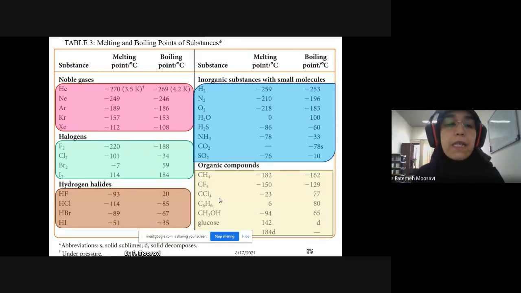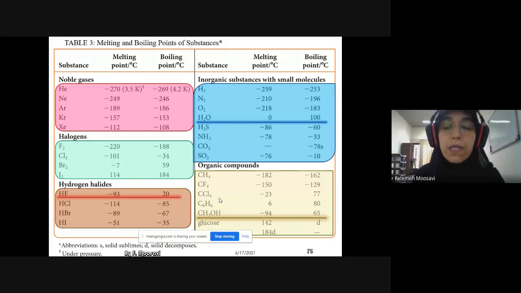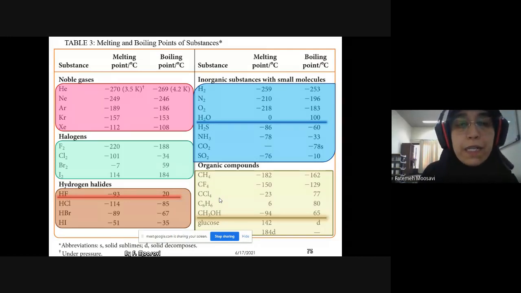However, in the case of hydrogen halides, inorganic substances, and organic compounds, we sometimes observe exceptions. In these examples that you see here, HF, H2O, and CH3OH are exceptions. And we see that the regular order is not followed. I'll explain it in the next section.